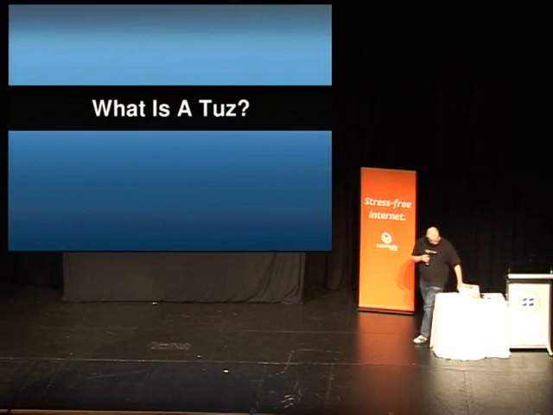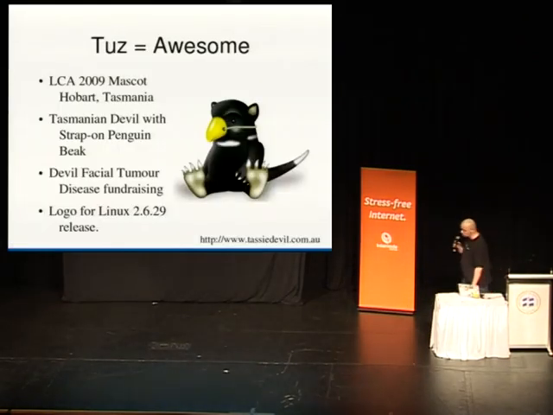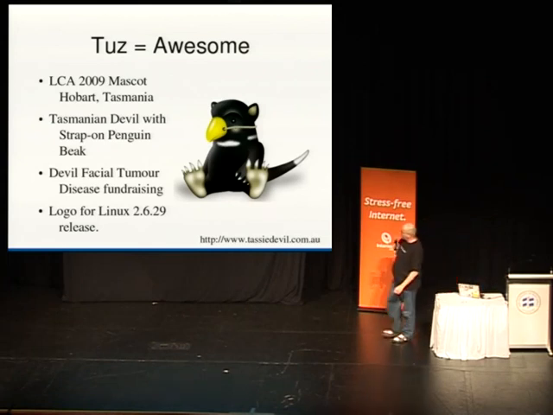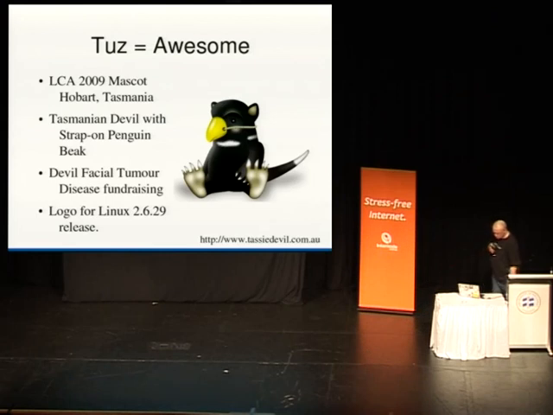What is a Tuz? Well, Tuz was the mascot, some of you may remember, from Linux.conf in Hobart in 2009. It's a Tasmanian devil with a strap-on penguin beak, which is all a bit weird. It was for fundraising for the research into devil facial tumour disease, and it was also the logo for the Linux 2.6.29 release.